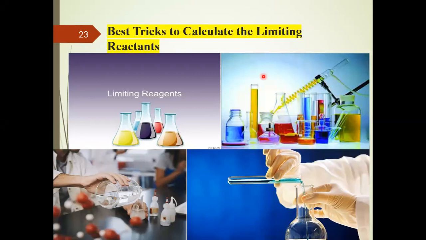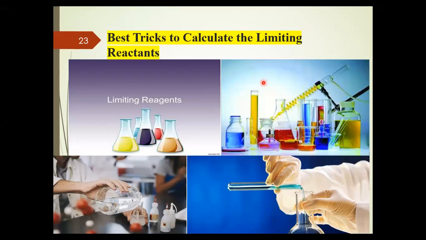Dear student, today I'm going to discuss some tricks which will help you in determining the limiting reactant, which is the most precious, costly reactant in our reaction. Let us have some examples.